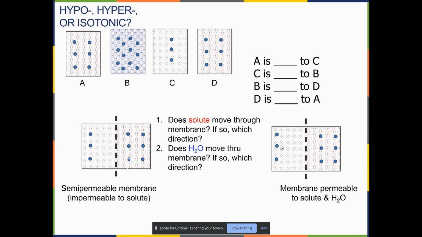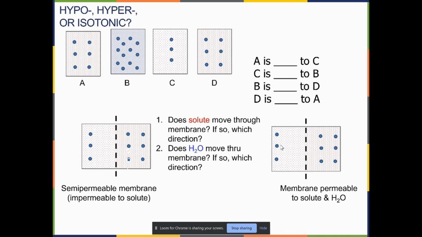So let's try some practice questions. We'll start down at the bottom. We're looking at the left and right situation, which are almost the same. On the left, we have a semi-permeable membrane. It's impermeable to solute, whereas on the right, we have a membrane permeable to solute and water. And we're going to ask ourselves the following questions for each scenario. 1, does solute move through the membrane? If so, which direction? 2, does water move through the membrane? If so, which direction? So let's look at the left situation.